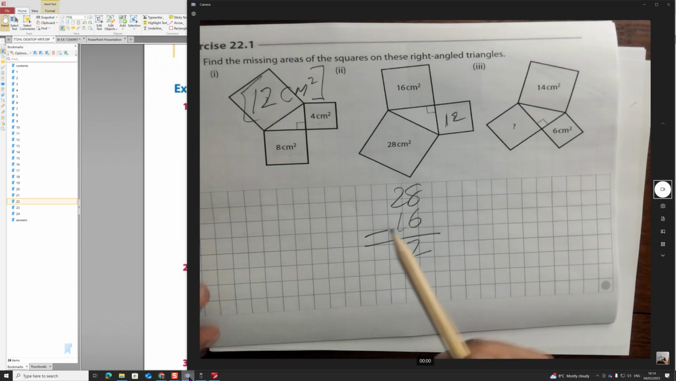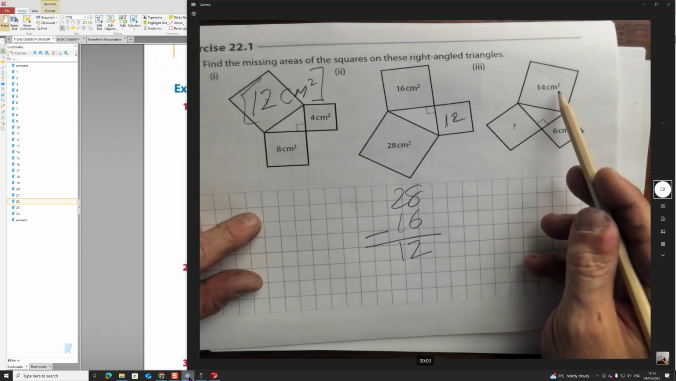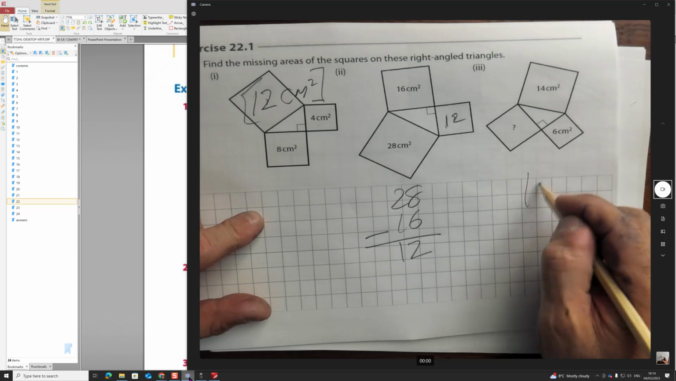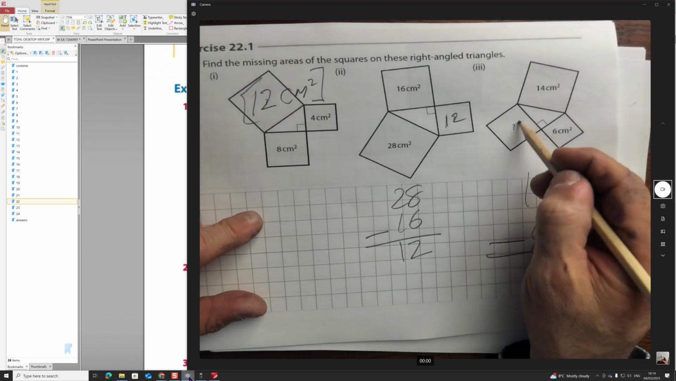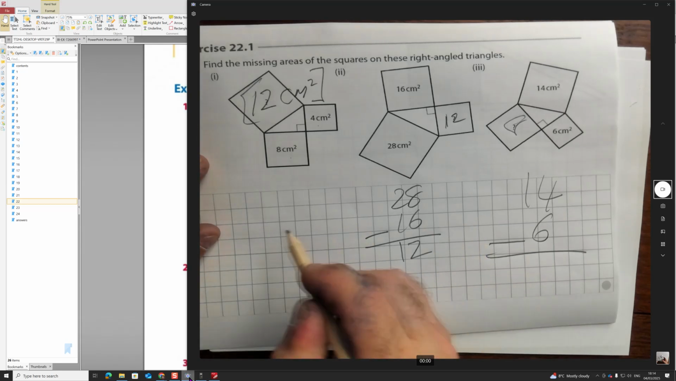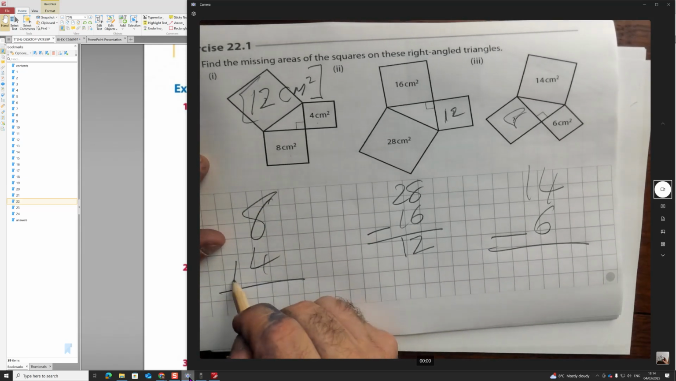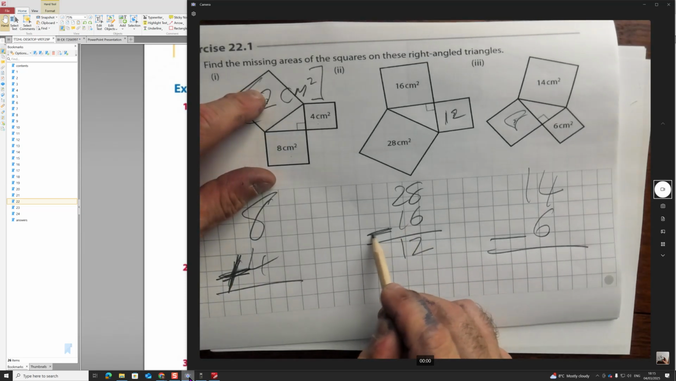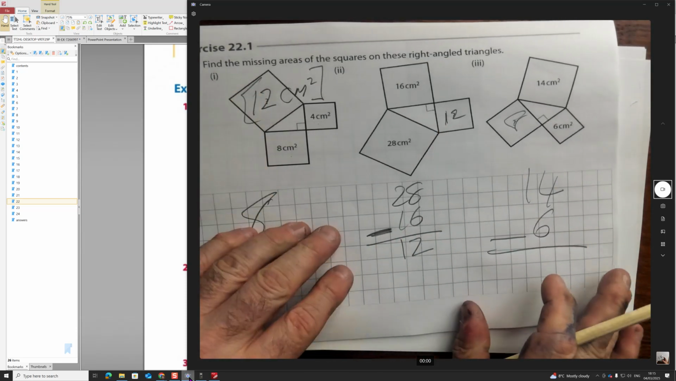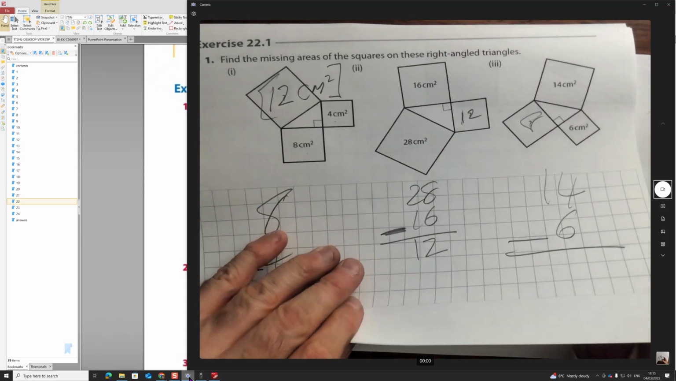And here we have subtraction again. It'll be 14 take away 6 is 8. Just to write down my work there. Now you don't have to write it down, but notice it was addition when we're getting a hypotenuse, and it was subtraction when you were getting either of the two legs.